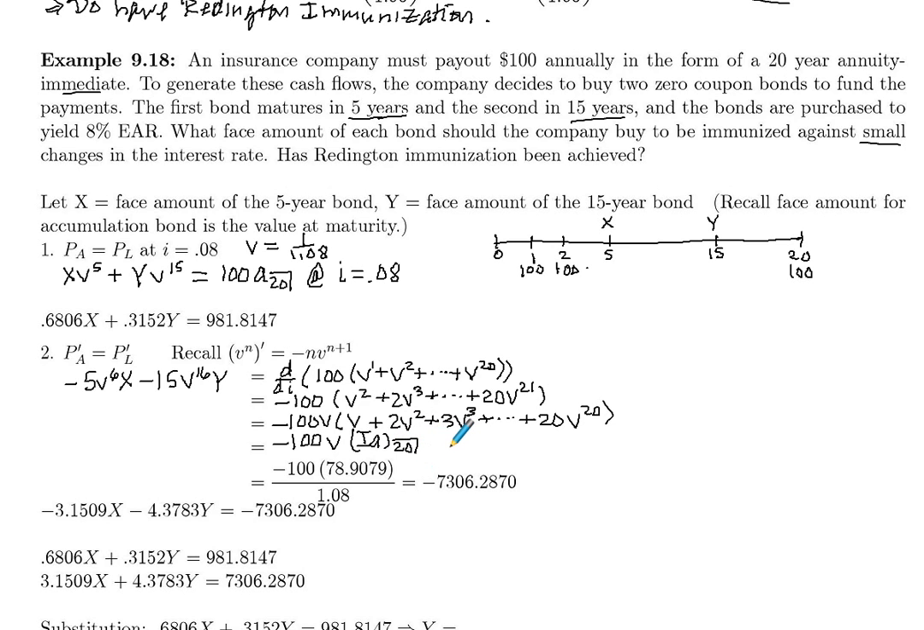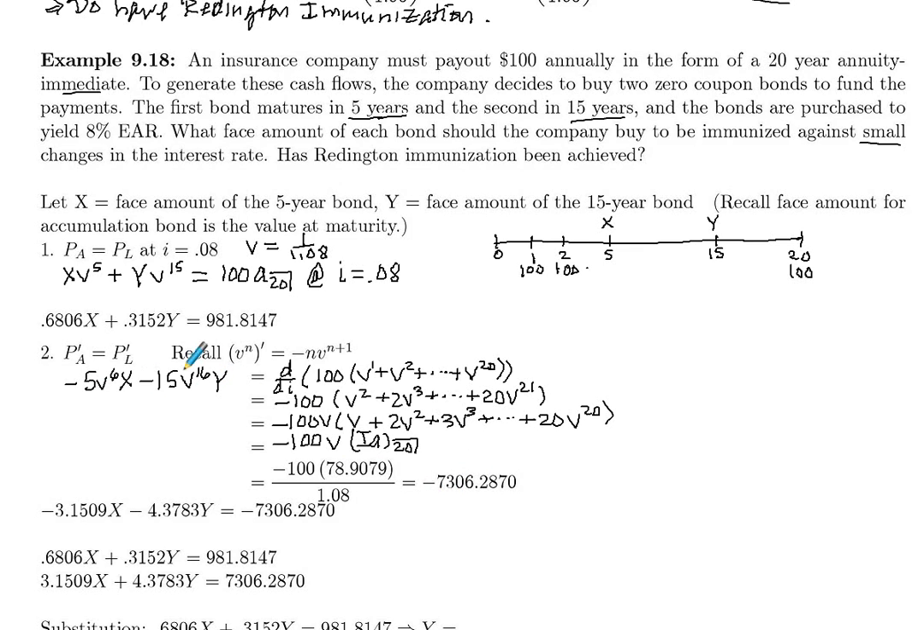Again, at i equals 8%. And if you do the work to compute IA angle 20, you get 78.9079. And our negative 100 is here. And then multiplying by v is dividing by 1.08. So that gives you negative 7306.2870. And that's the right-hand side of our linear equation.